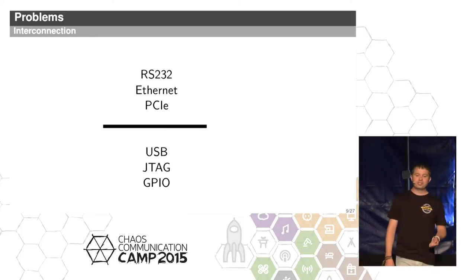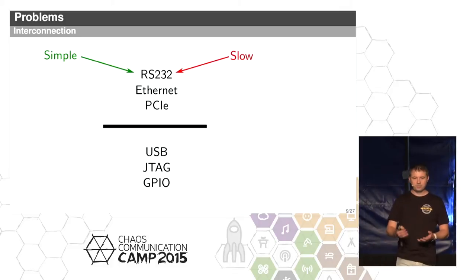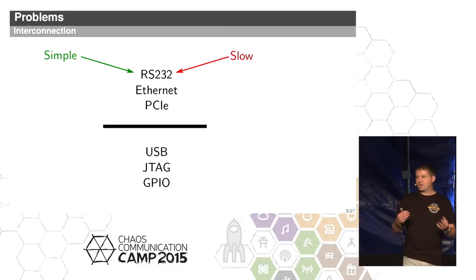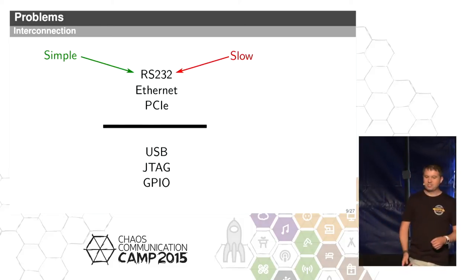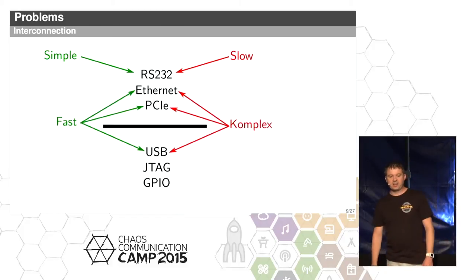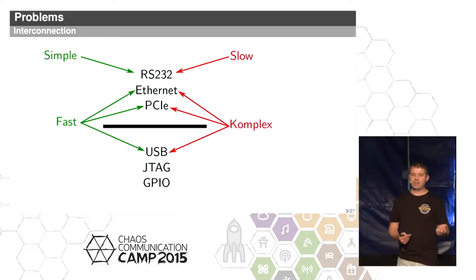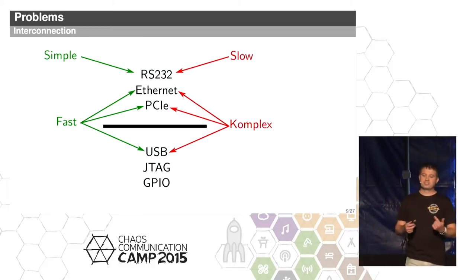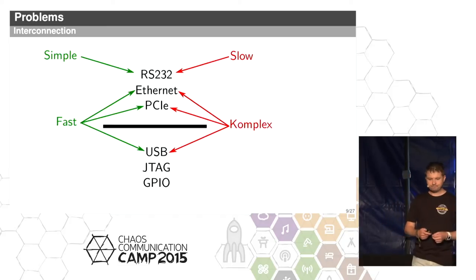You have problems with interconnection networks or the interconnection links. For example, you can use RS-232, which is very simple on the one side and very slow on the other side. For some designs this will be enough, but in most cases you want more throughput. Then you can use Ethernet, PCI Express, or USB to get data onto the FPGA. They are very fast, but in most cases they are very complex on the hardware implementation side, but also on the software implementation side.